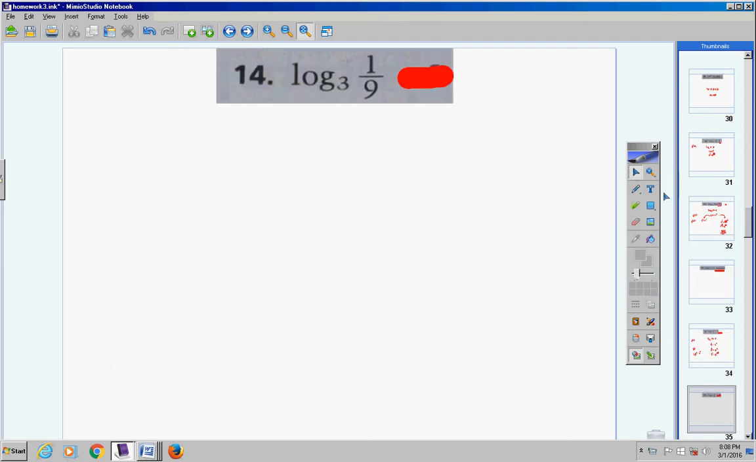Number 14. Okay, we have logarithm base 3 of 1/9. We don't know what that equals, so we set it equal to x. Now we're going to write this exponentially, so 1/9 equals 3 to the x. Okay guys, there we go. Now, this is almost identical to the last problem, so if you can finish this on your own, then pause the video and try it. In fact, it is identical to the last problem, so try this on your own, okay?